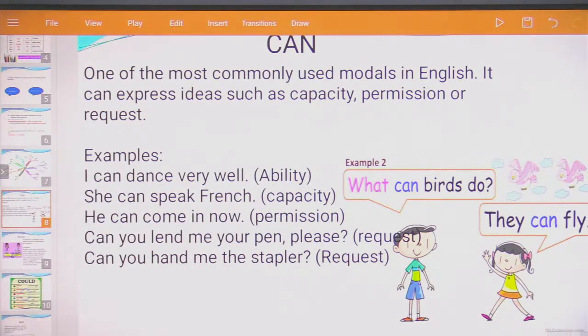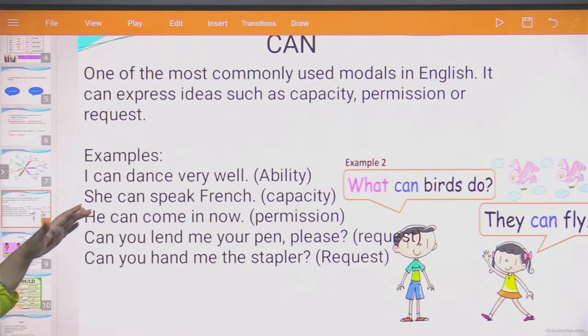Now next we have, can you lend me your pen please? So now see this, student, we are asking a question here. So this is a question based sentence. Can you lend me your pen please? In this also I didn't use any other auxiliary verb. I am using just can only here. Okay, so can you lend me your pen?